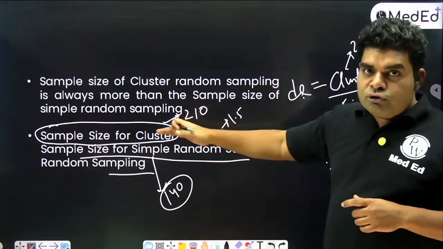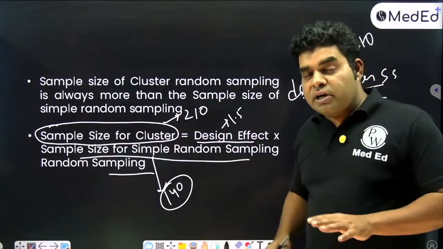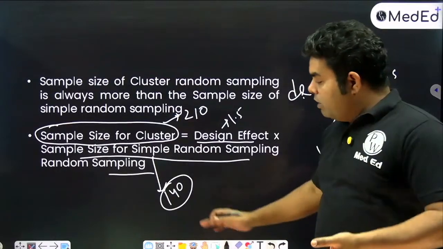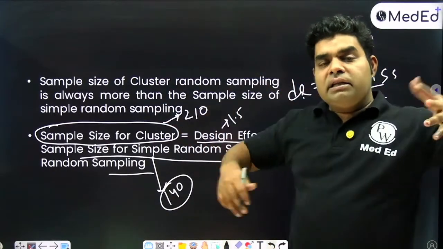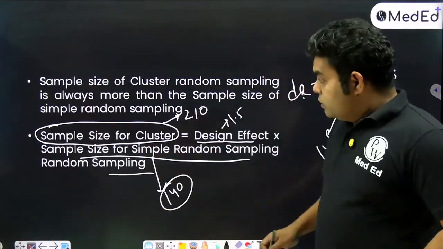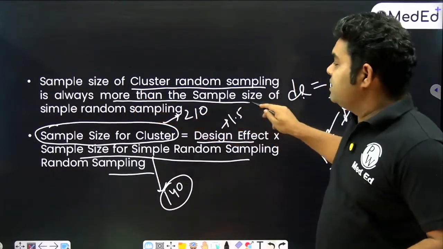Like in the WHO study, we were doing cluster random sampling with 210. If we had done the same study by choosing children randomly from India, then even with 140 the study could be done. Because when we are choosing them randomly, their data is more different from each other. They have more variation. So the sample size of cluster random is always more than the sample size of simple random sampling.